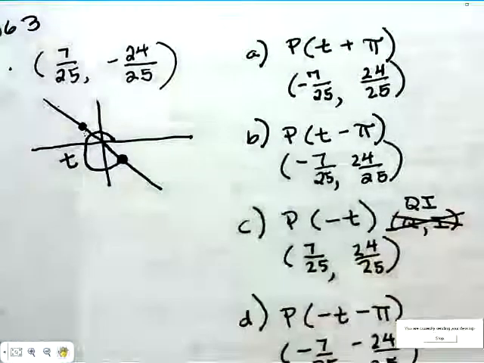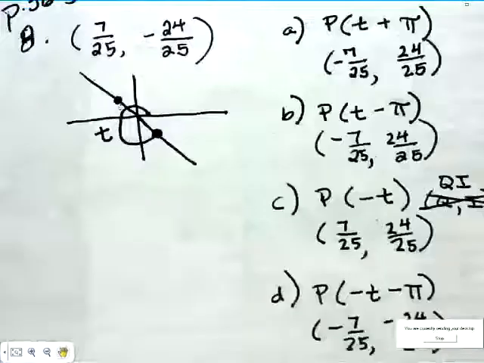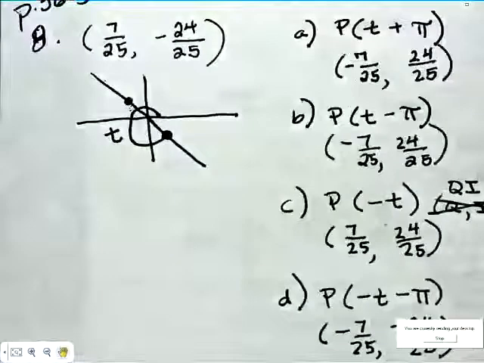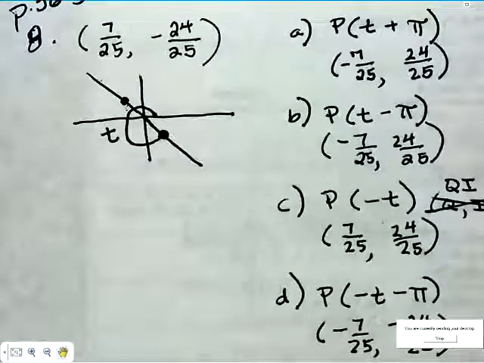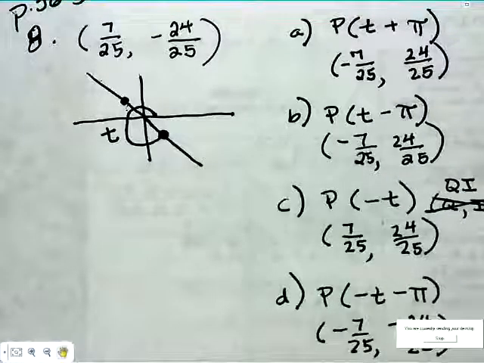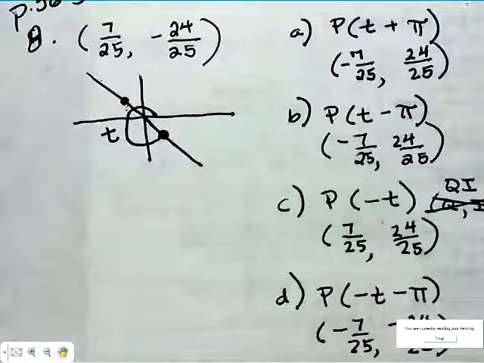So I think this problem is about getting you to recognize two things. Number one, positive angle goes counterclockwise, negative angle goes clockwise, and then again, pi is 180 degrees. So going 180 degrees clockwise or counterclockwise.